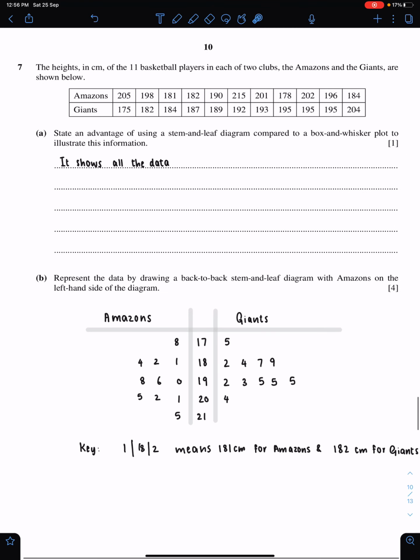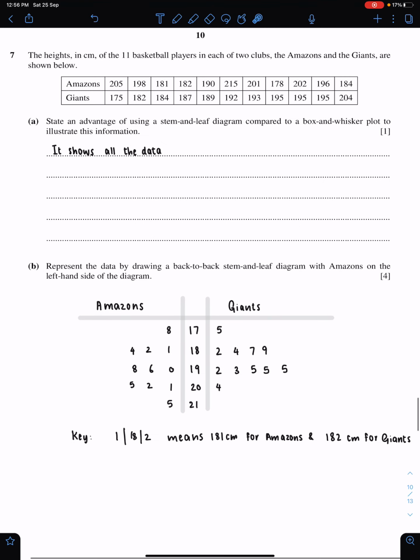Last question of this paper. 7. The heights in centimeters of the 11 basketball players in each of the 2 clubs, the Amazons and the Giants, are shown below. Part A. State an advantage of using a stem and leaf diagram compared to a box and whisker plot to illustrate this information. The best advantage of a stem and leaf diagram over the box plot is that it shows all the data. The original data is retained in the stem and leaf.